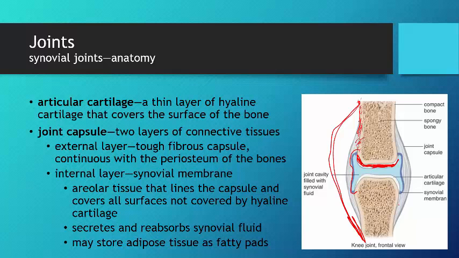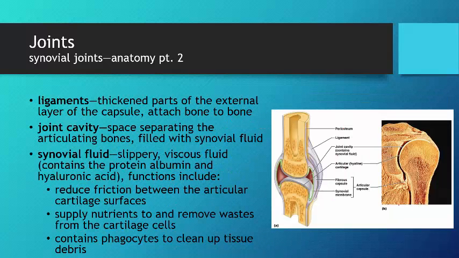It can also store adipose tissue as fatty pads, and so in a second we'll see that there are some additional components of the joint, including these fatty pads. All right, so let's keep going, looking at anatomy.